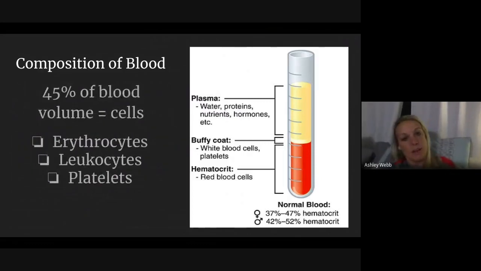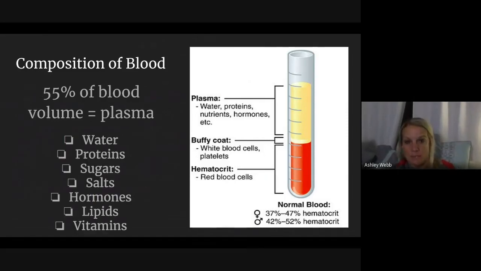When we look at dividing up a sample of blood, 45% of that blood is made up of the cells. Okay, the cells, there's three different types of cells: erythrocytes, leukocytes, and platelets. The other 55%, roughly, is that plasma. Okay, some things that make up plasma: water, proteins, sugars, salts, hormones, lipids, and vitamins.